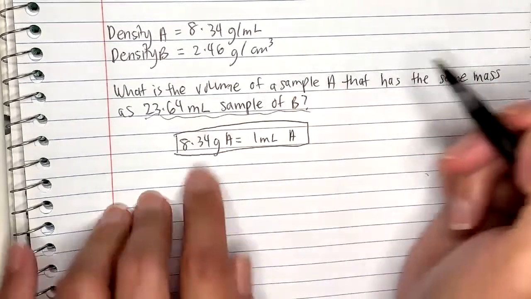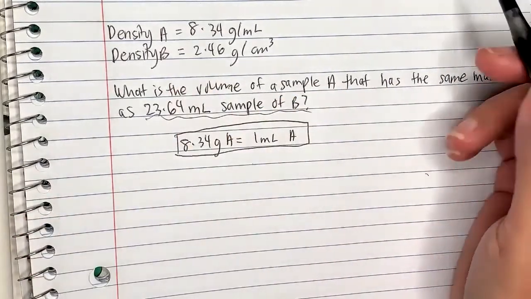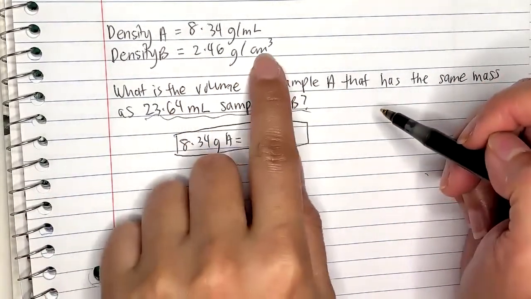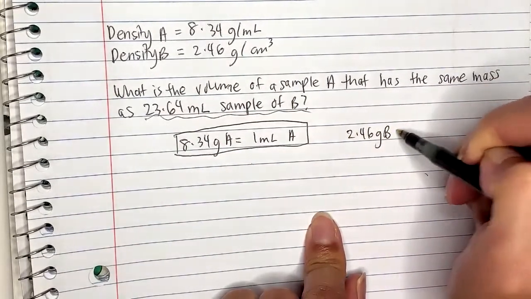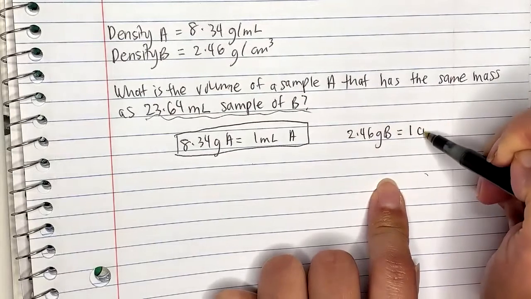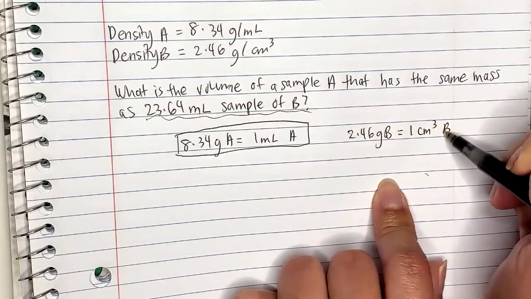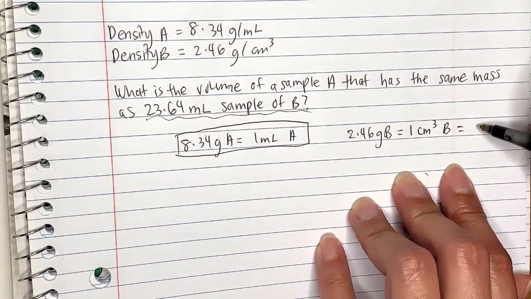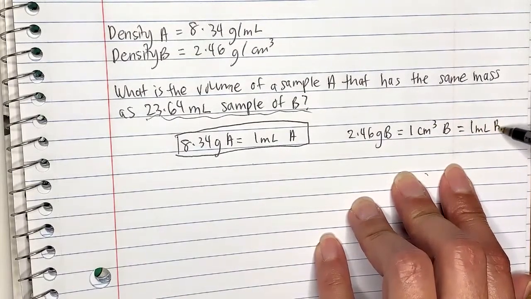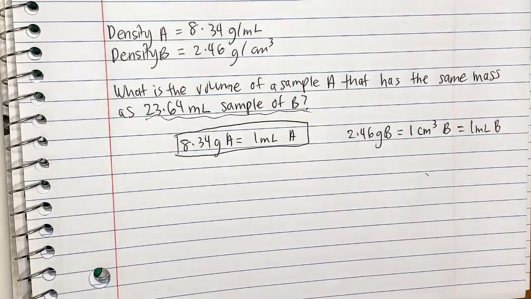Now another connecting piece they gave us is the density of B. So every time I see the density here, that means 2.46 grams of B can be found in exactly 1 centimeter cube of B, which is the same thing as 1 milliliter of B. Okay?